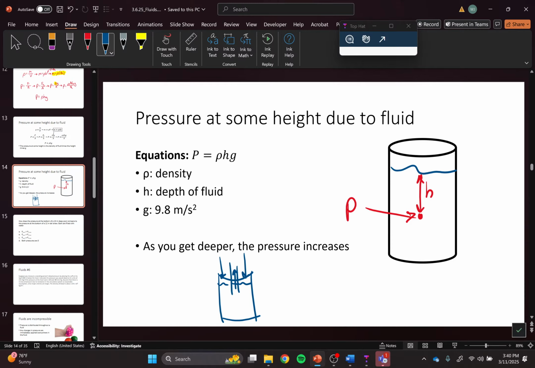The problem is the atmosphere can only lift this water so high. And because of this equation, it doesn't depend upon how big the straw is or anything like that. At some point, it gets so high that you literally just can't lift it anymore. There's a limit to it.